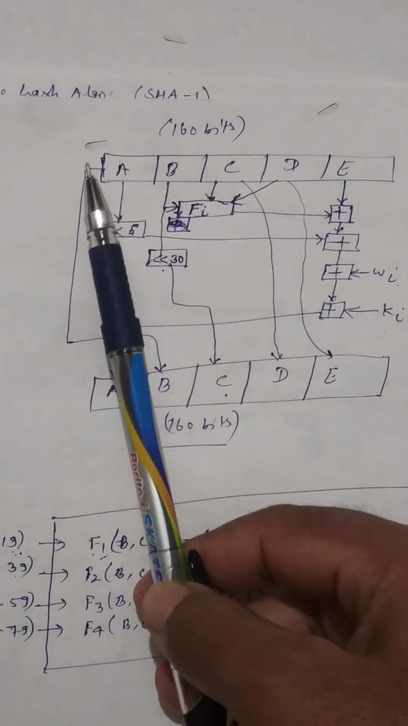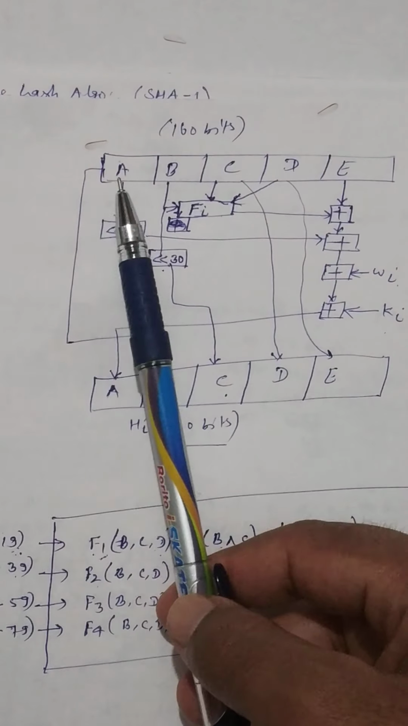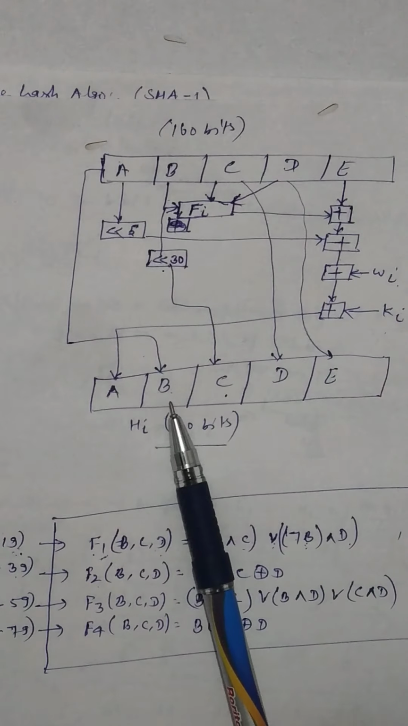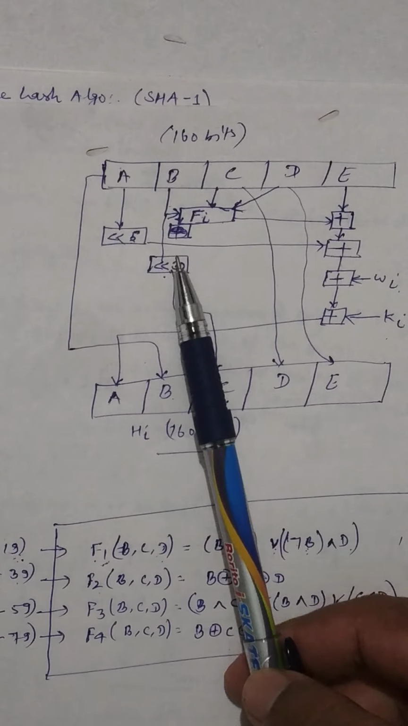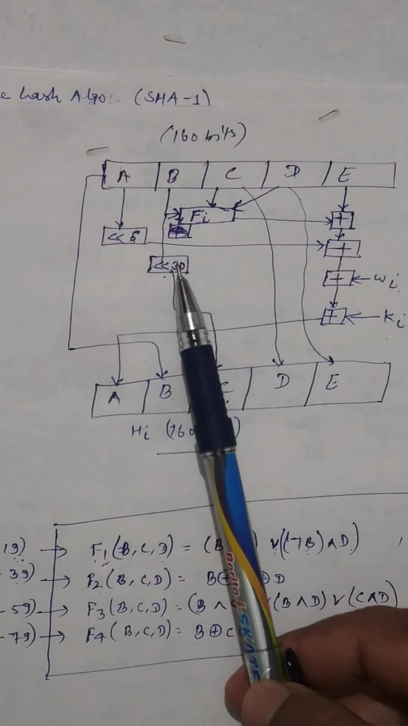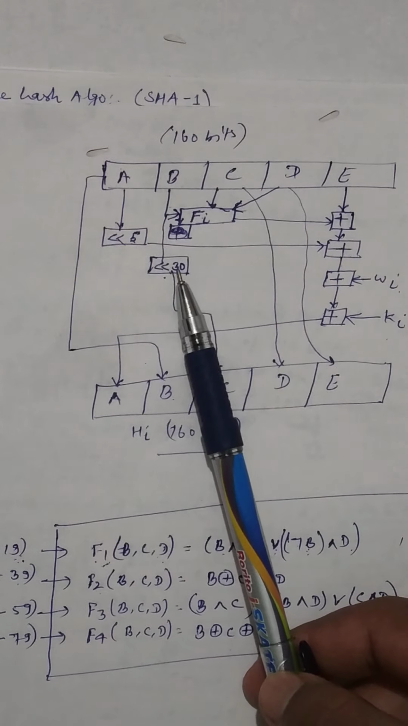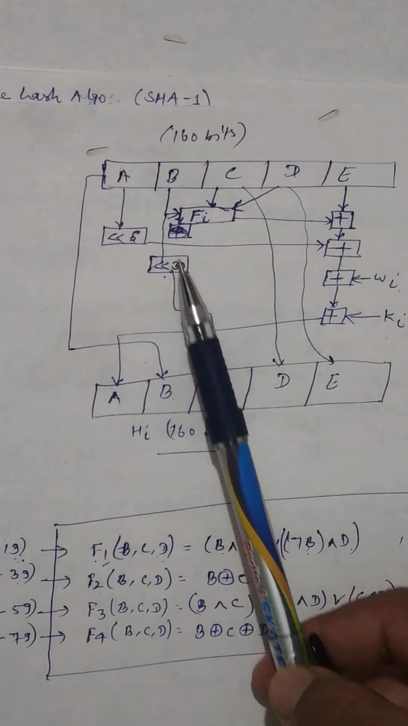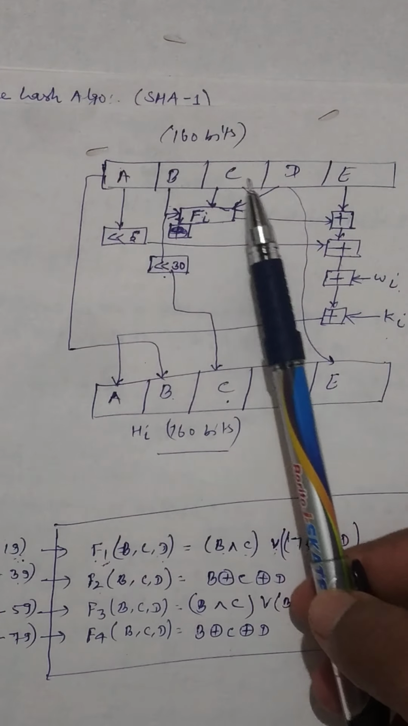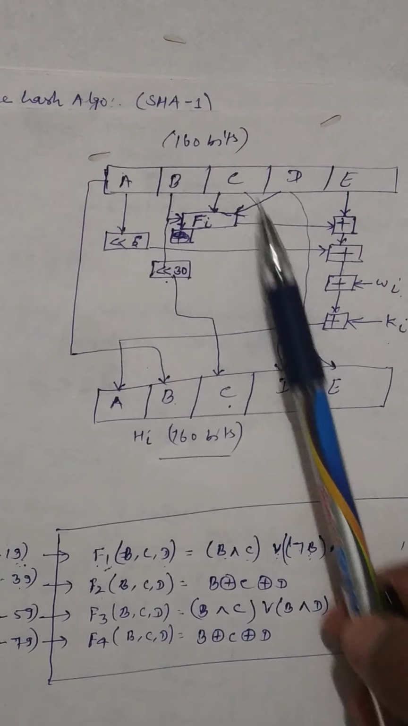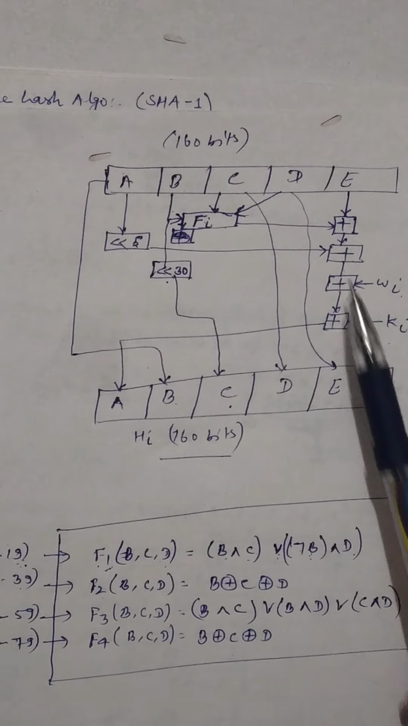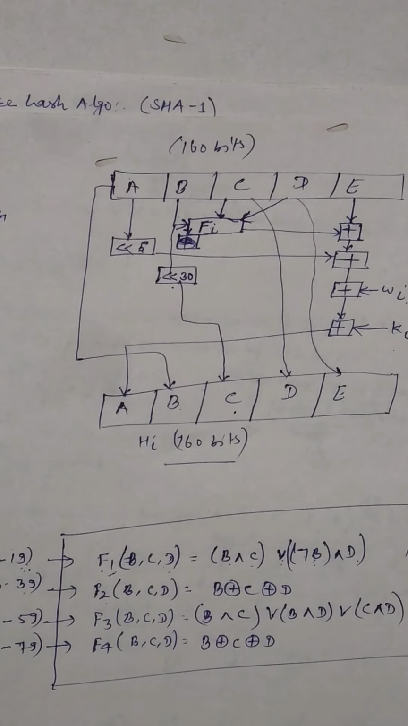Okay, now whatever the value inside A, we will store as it is in B. Now in C it will not come directly. Here what we have to do is a 30-bit left circular shift. After that the value we will store in C. Inside D we will directly take the value of C, as you can see. Inside E we will directly take the value of D.